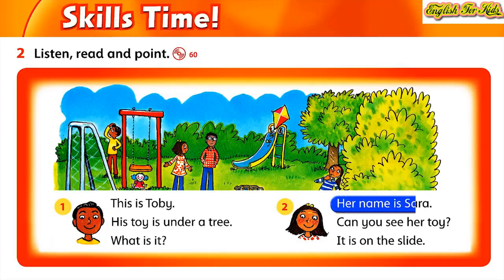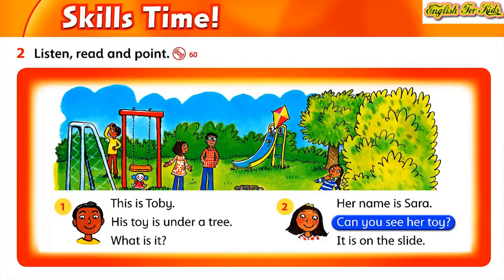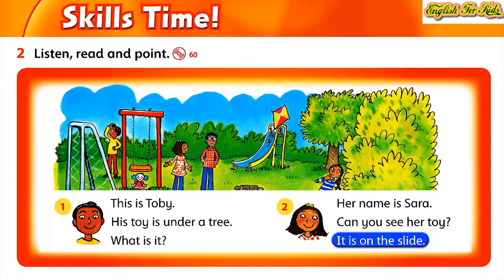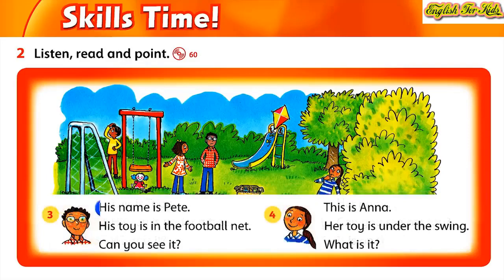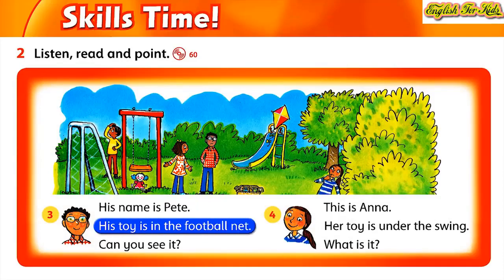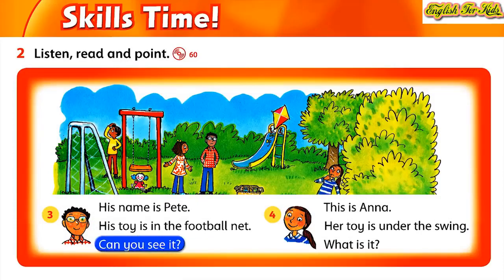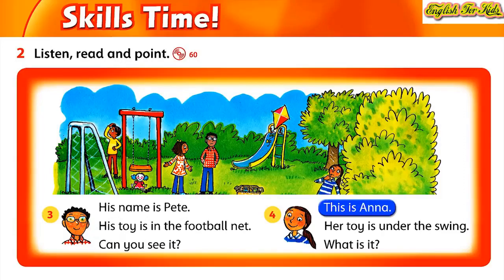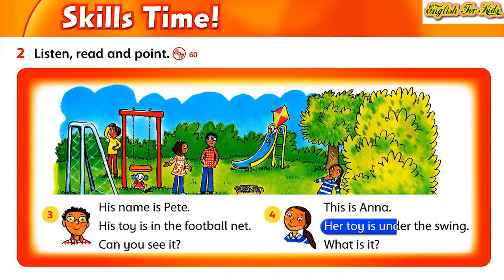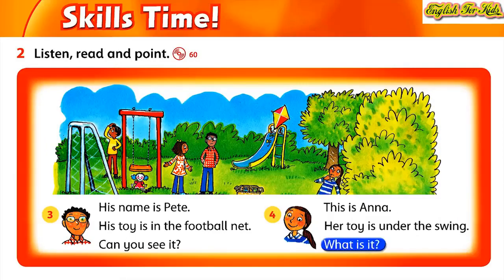Her name is Sarah. Can you see her toy? It is on the slide. His name is Pete. His toy is in the football net. Can you see it? This is Anna. Her toy is under the swing. What is it?